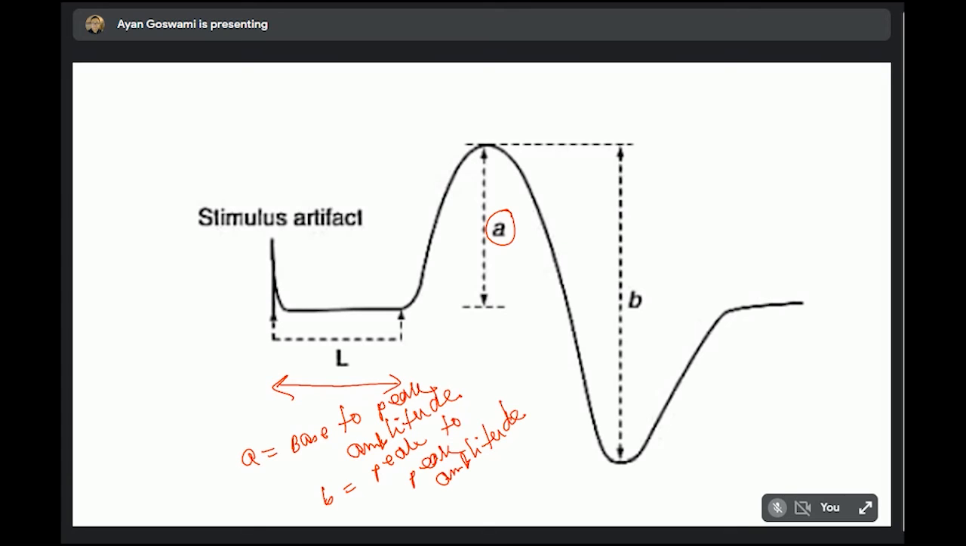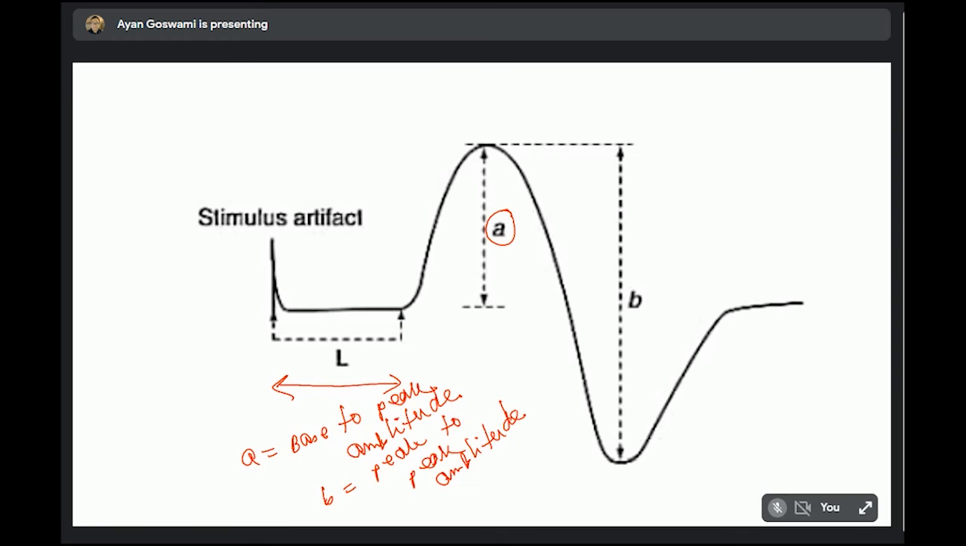Correct? So these are the parameters which we measure in nerve conduction study. You don't need to calculate. Everything is given by the machine. Everything is software generated. How much is the proximal latency? How much is the distal latency? How much is the base to peak amplitude? How much is the peak to peak amplitude? Everything is calculated by the software.